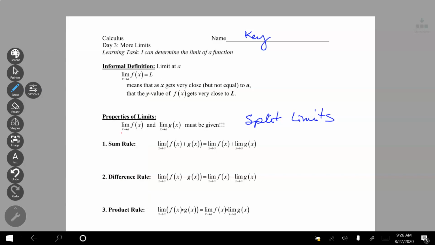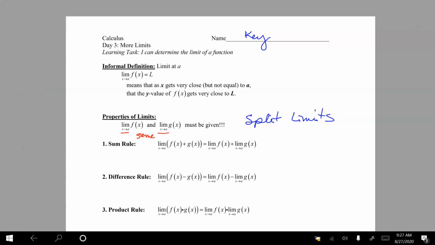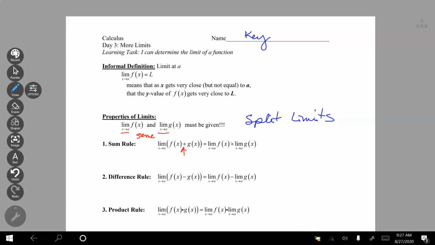So the big thing is that they have to have the same a value to do both the limit of f and the limit of g. You can't have two different limits. Very easy. If you're doing the limit of f plus g, you just add the limits of f plus the limit of g. See addition, you add them together. You see subtraction, you subtract the limits together. You see multiplication, you multiply the two limits together. It's not really that difficult.